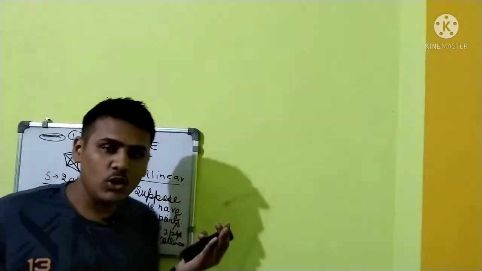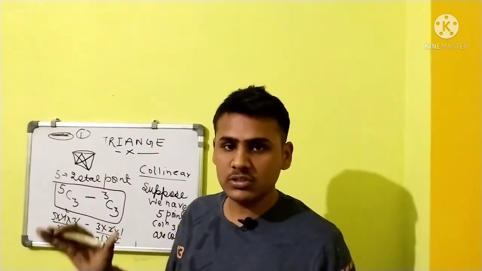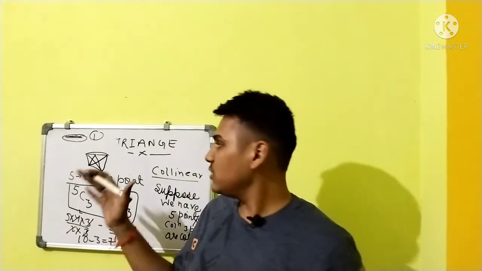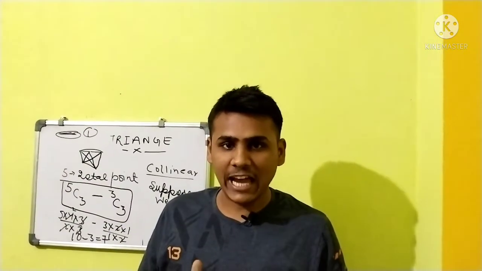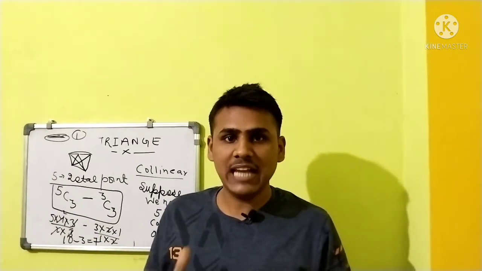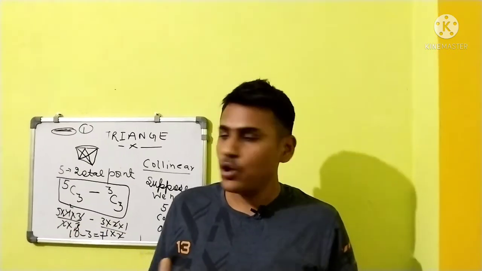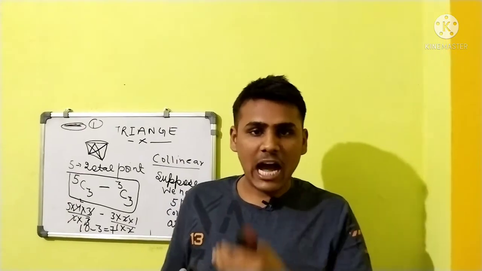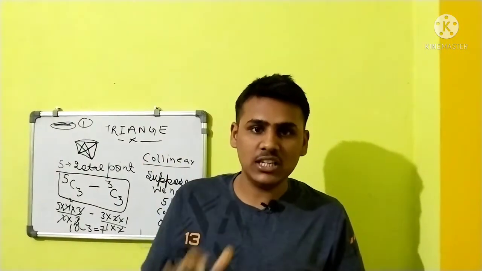Next day we will discuss polygons, what polygons are, and how we calculate diagonals. After that, the last topic we left is rank: how we calculate the rank of any particular name and how we find the rank in the dictionary.